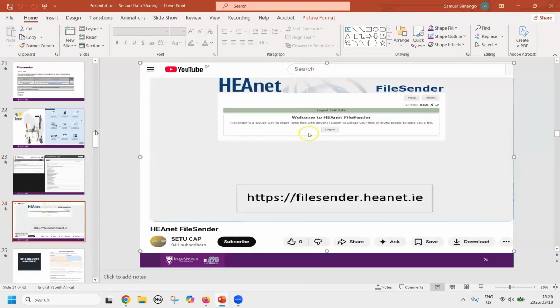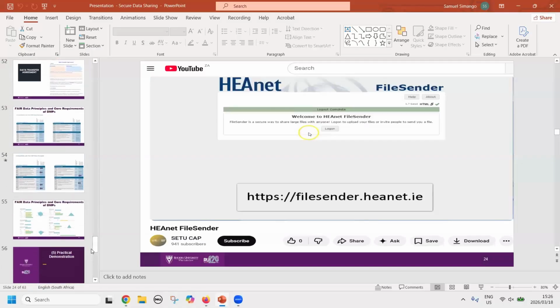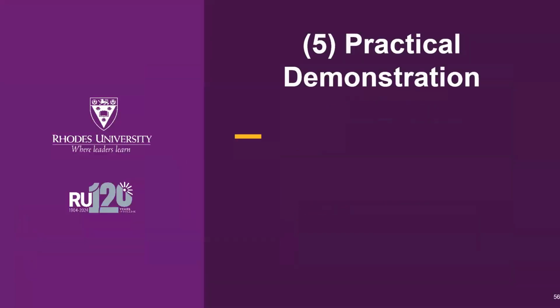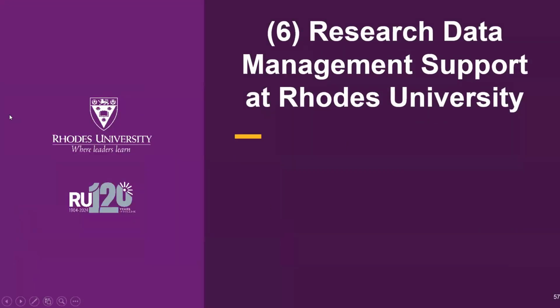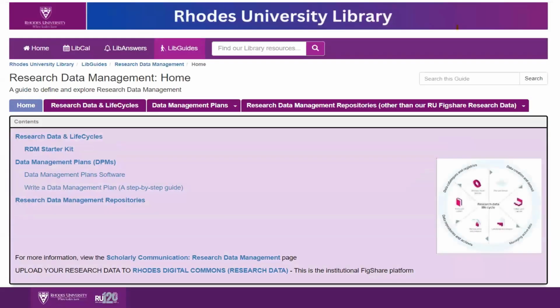So if we go back to the presentation now, we were close to finishing off. And I'll end off by going through the research data management support services at Rose University for those who are not aware of them. If you want to find out more information about research data management, you can have a look at the Research Data Management Library Guide, which does provide information about various aspects of research data management.